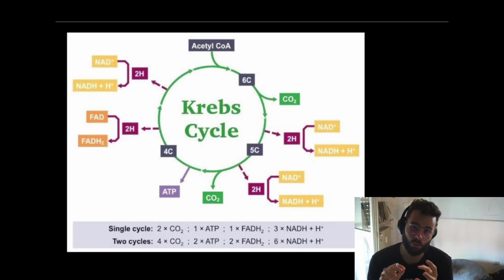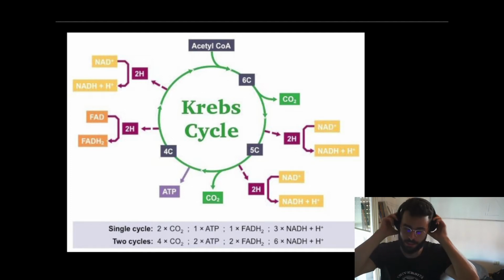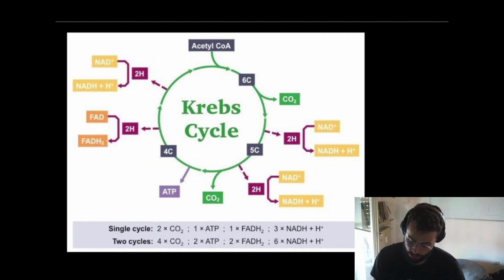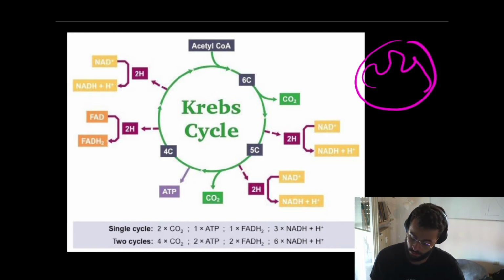So we took two molecules of pyruvate and we went through the pyruvate dehydrogenase. Now we have two molecules of acetyl-CoA. Each acetyl-CoA is going to go through a cycle called the Krebs cycle. The Krebs cycle is a cycle that occurs inside the mitochondria, inside the matrix. So inside this area of the mitochondria.